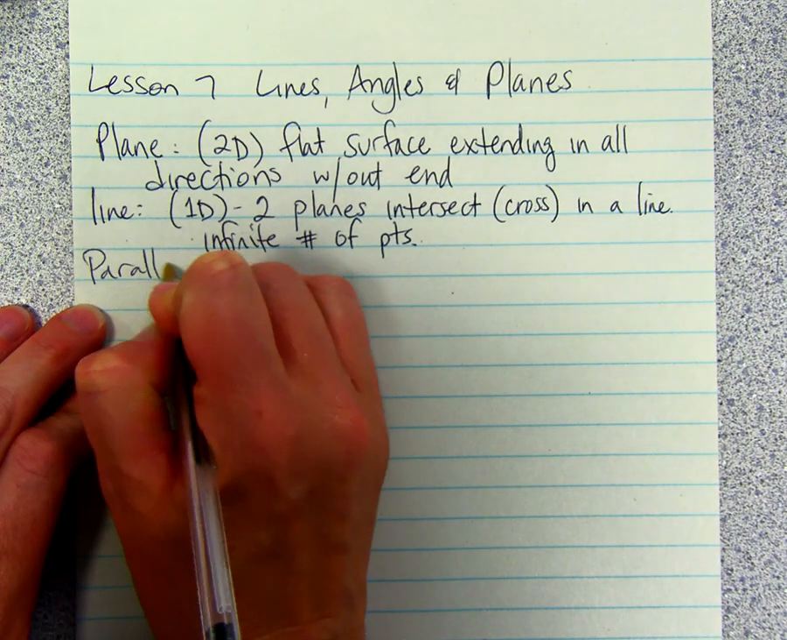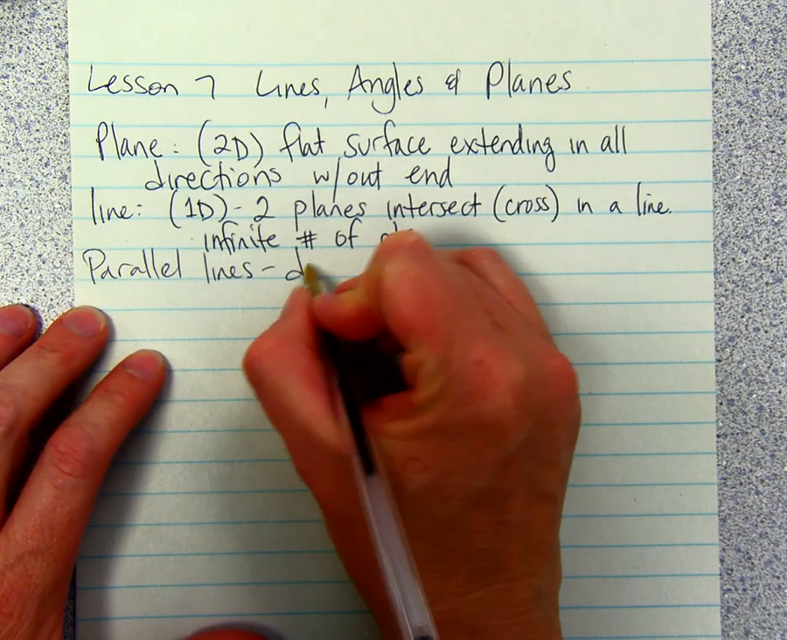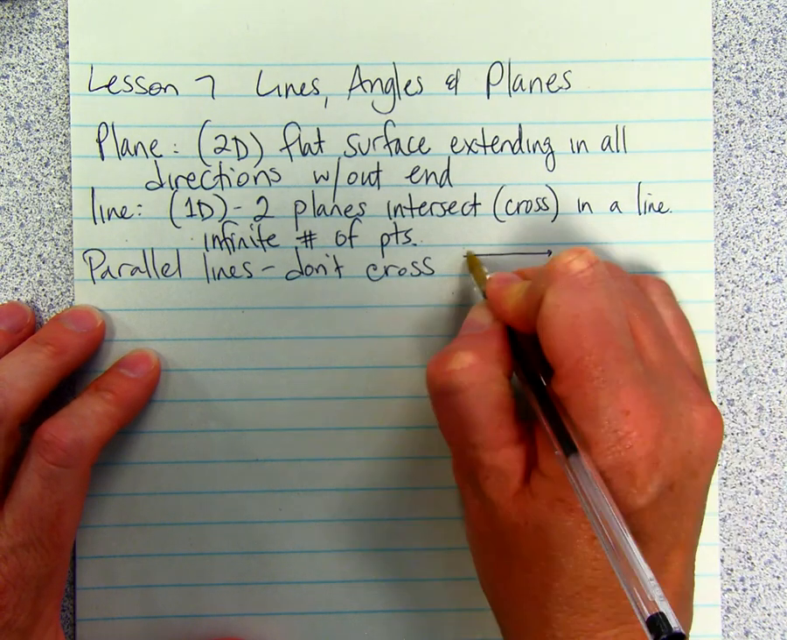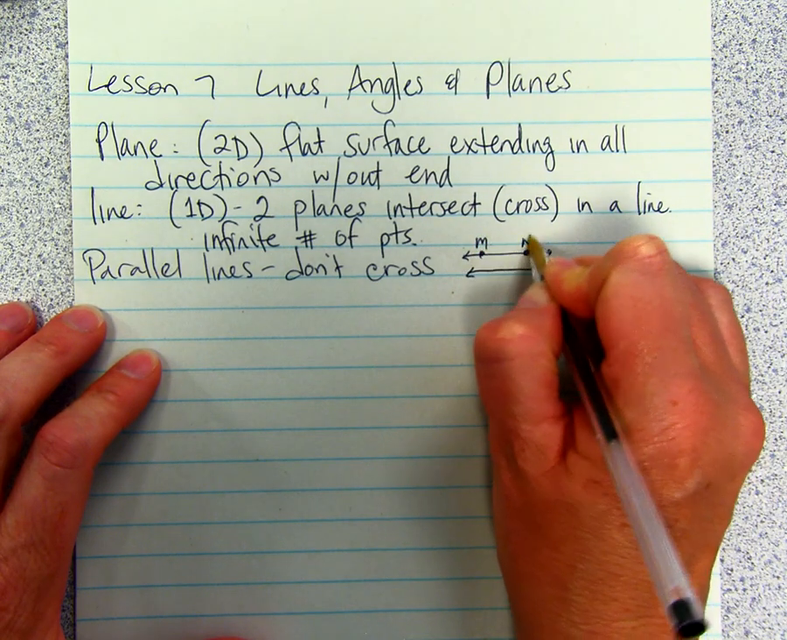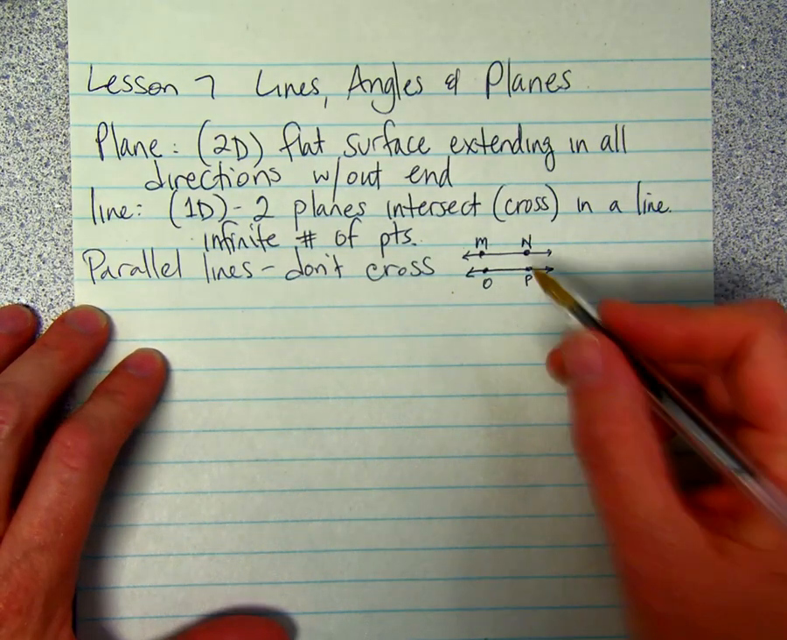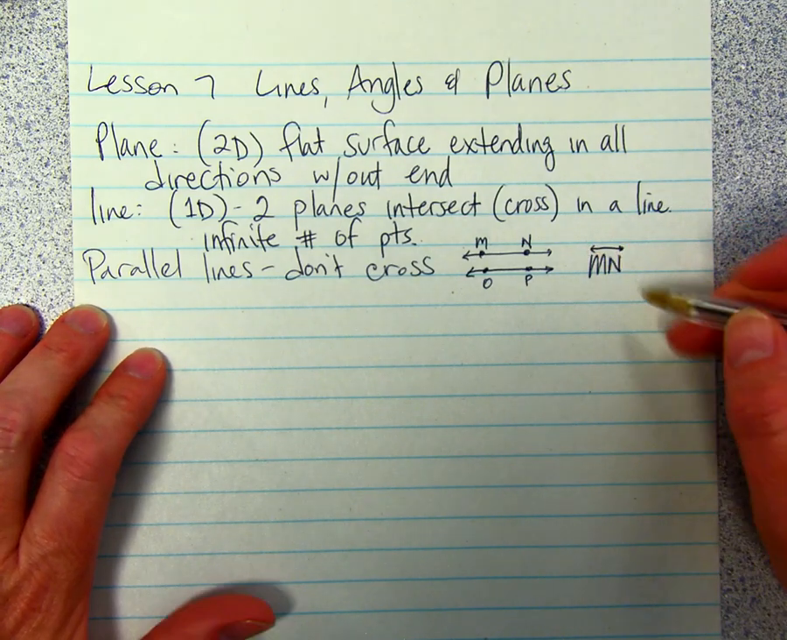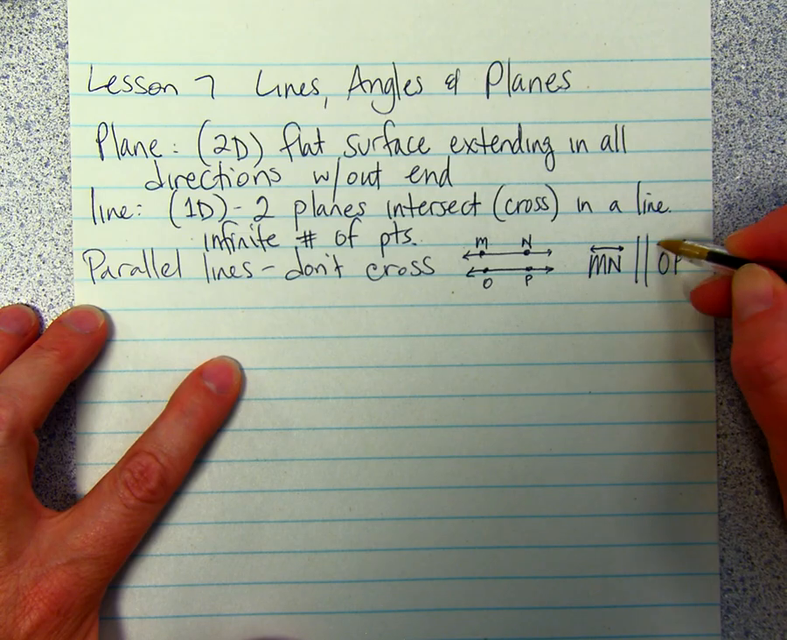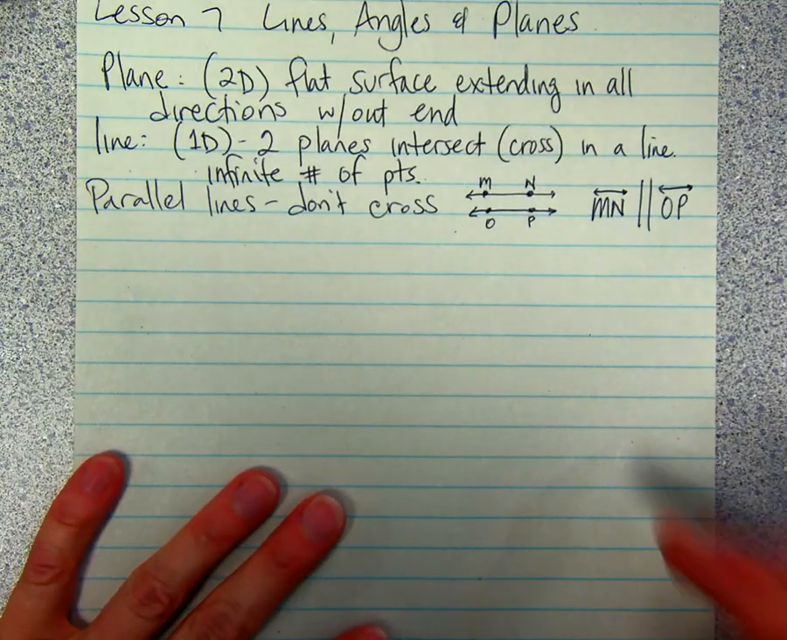Parallel lines, they don't cross. So if we were to draw two lines, we'll call one MN and one OP. If these two lines are parallel, we would write MN with the baby line over it. That means line MN is parallel to line OP. And that's how we show with symbols that two lines are parallel.